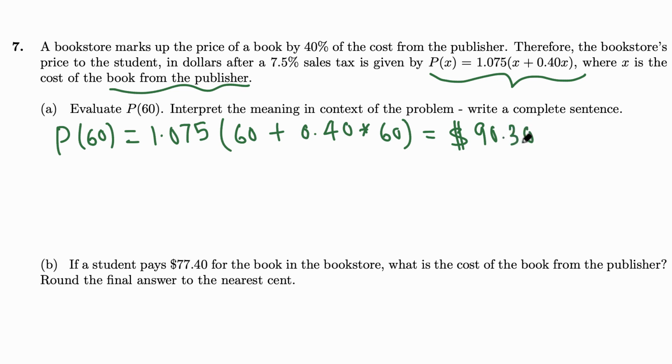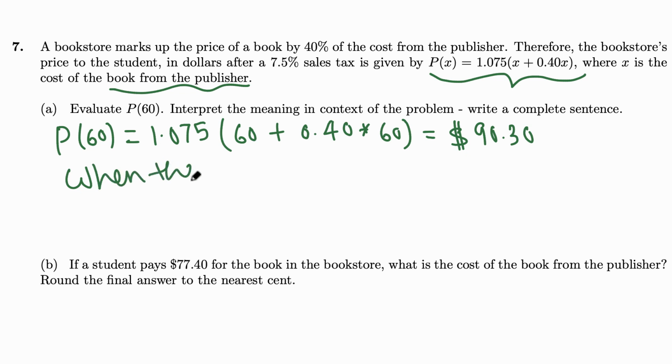Now it asks us to interpret the meaning in the context of the problem. So 60 is x, that means the cost of the book from the publisher. If the cost of the book from the publisher is 60, one student pays $90.30. Okay, that's what we need to write here.